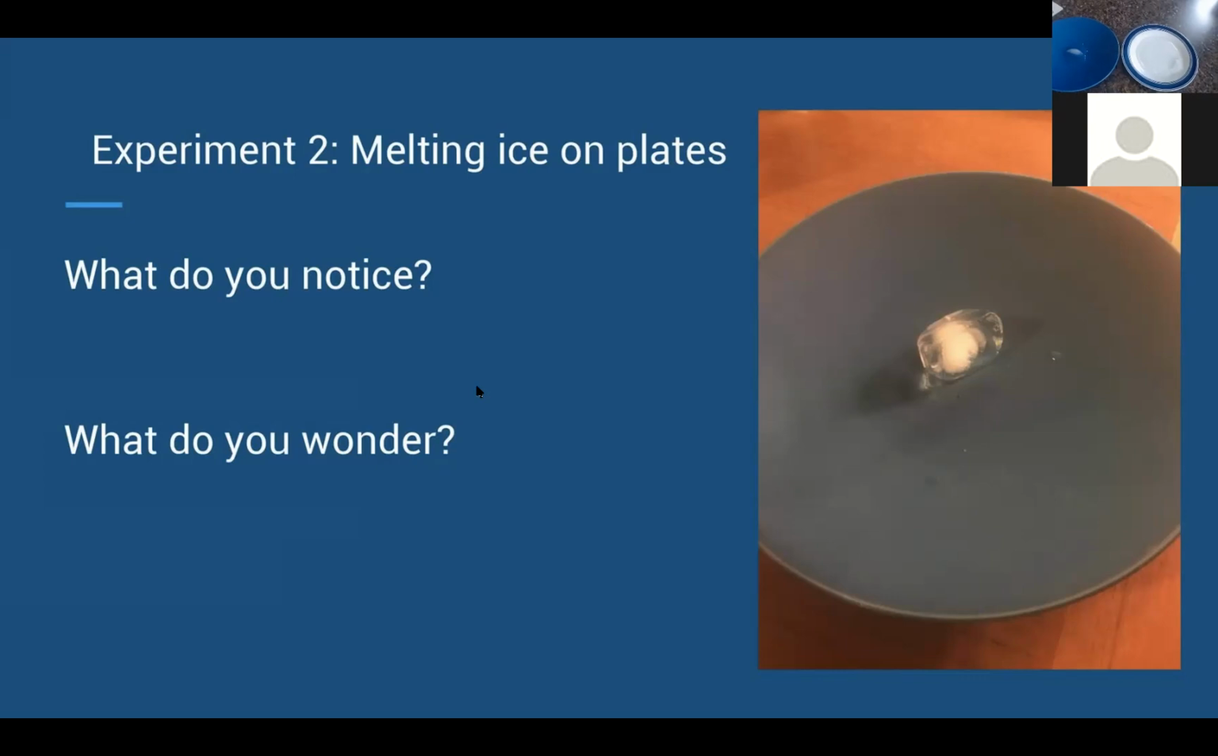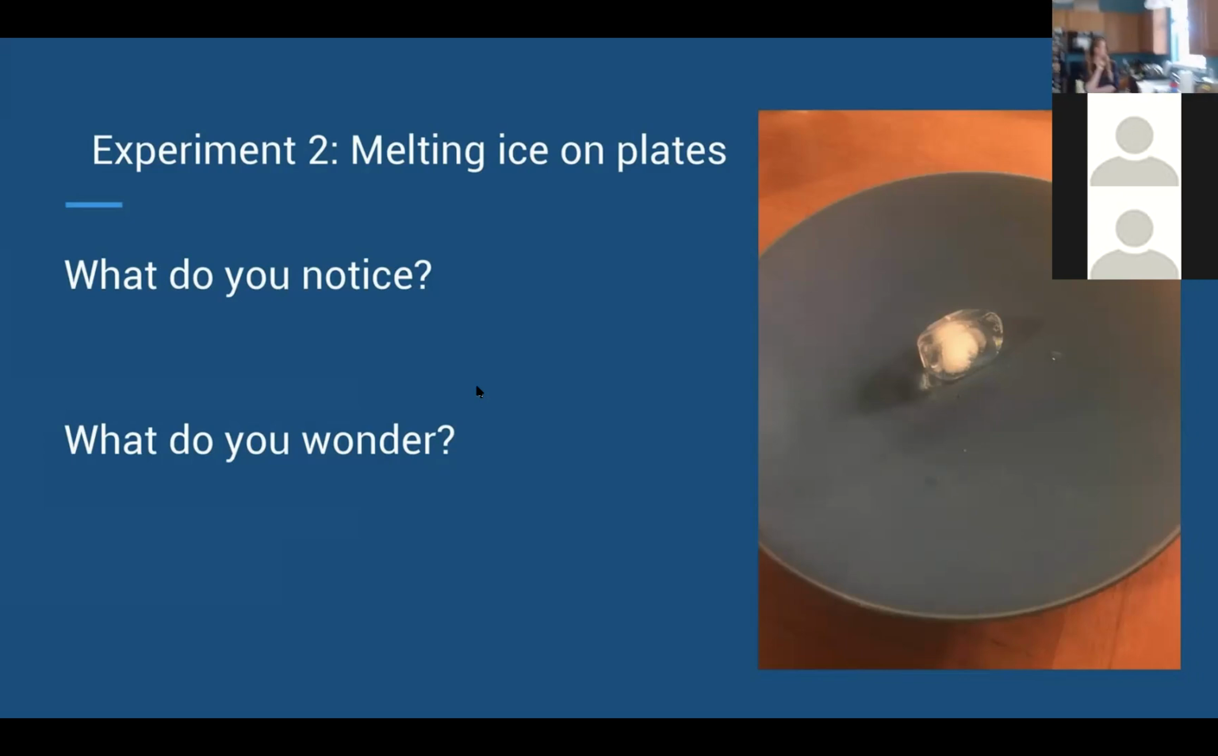Does anyone have any comments? Alicia, can you read anything from the chat? Yeah, looks like we're still waiting. Oh, I have one person. Looks like Johannes said that the ice on the blue plate melted faster. And then Rebecca would like to share what she noticed too.